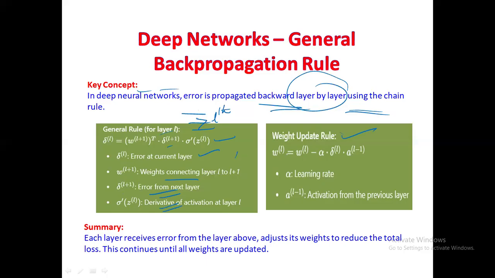How are we going to update the weight? This is the new weight: old weight minus alpha, delta into a to the power L minus 1. Alpha is the learning rate, and a to the power L minus 1 is the activation from the previous layer. Coming to the summary of this slide, each layer receives the error from the layer above and adjusts its weight to reduce the total loss. This continues until all weights are updated. If I have n layers, sending back from front, all weights should be updated.